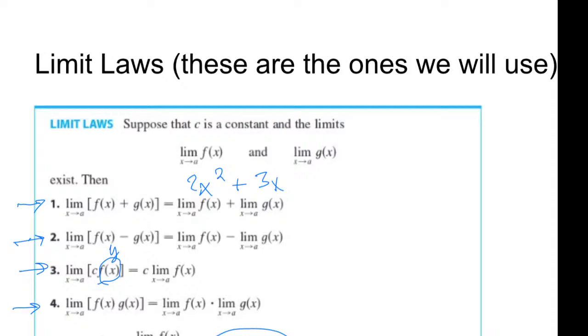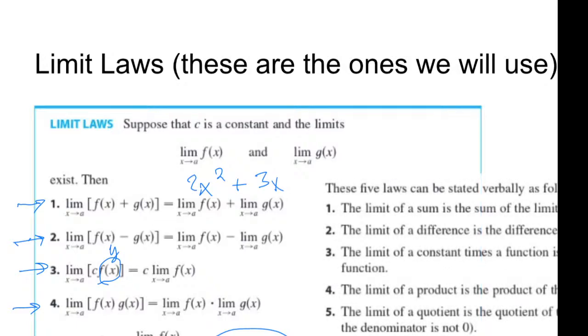So that's the lesson. Now let's look at some examples. Well, actually, I got one more slide. So here's if you want to take these five, and again, this is just a screenshot from the text. There's the verbal response of what they're doing. So the first one is the limit of the sum is the sum of the limits.